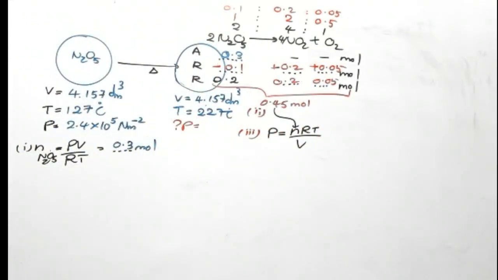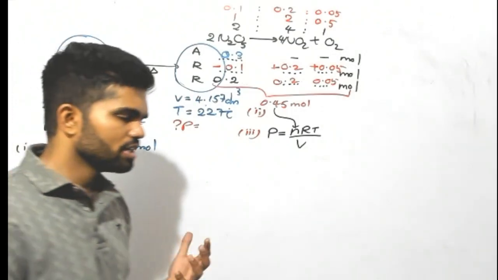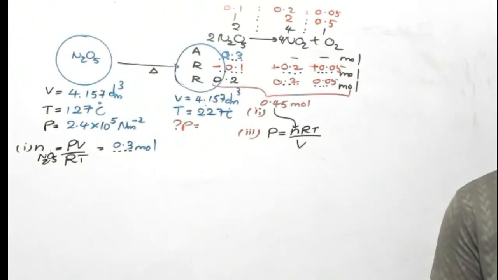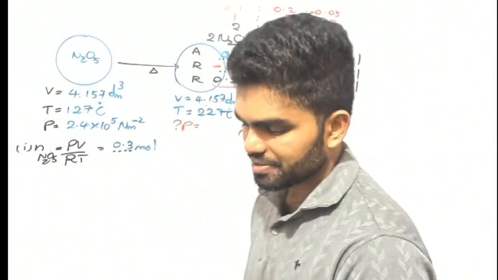Dalton's law of partial pressure. He said that the total pressure is given by the addition of individual pressures of individual gases.